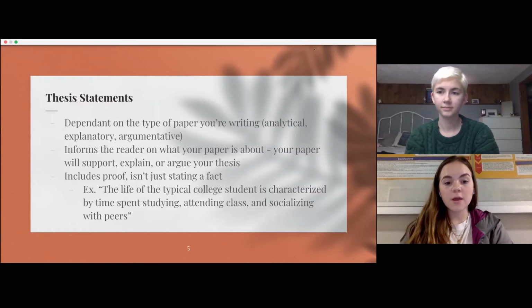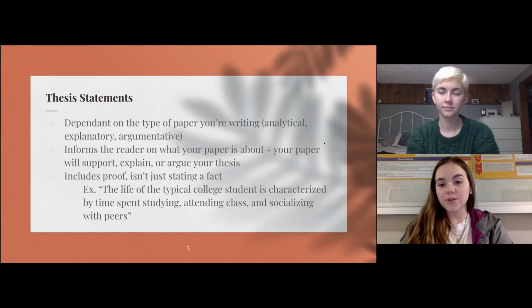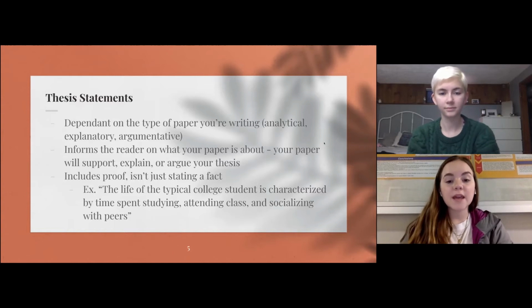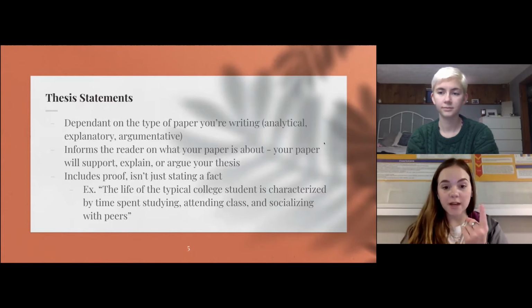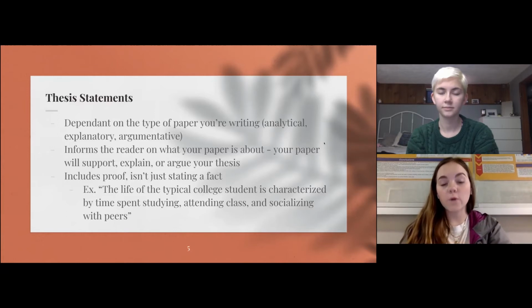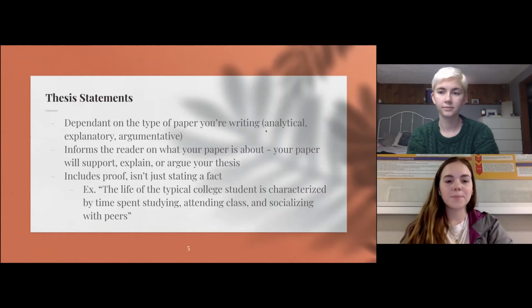So for example, the life of the typical college student is characterized by time spent studying, attending class, and socializing with peers. So in this case, we have those 3 ideas: time spent studying, attending class, and socializing with peers. And then therefore you can go forward and start to edit and organize your paper according to those 3 topics. So it just makes it easier.